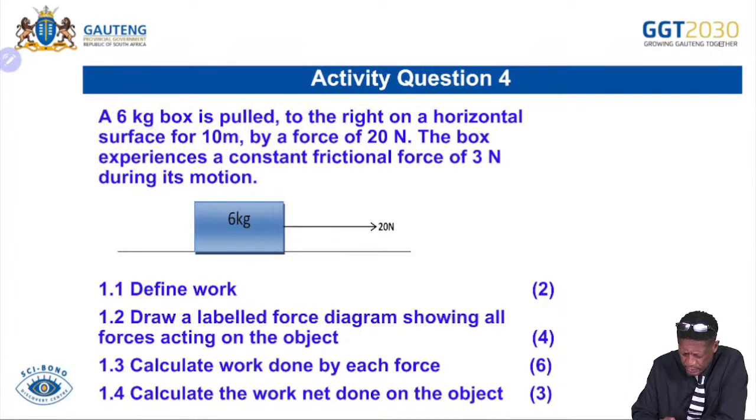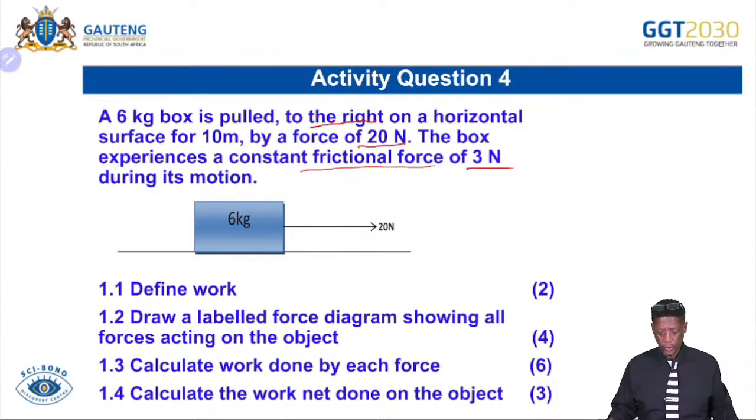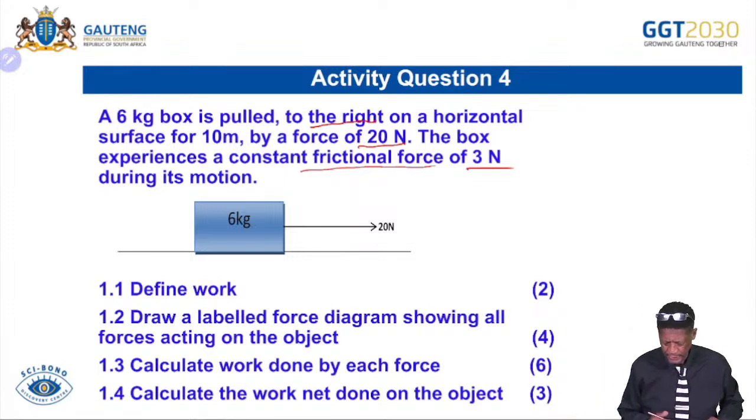A 6 kg box is pulled to the right on the horizontal surface for 10 meters by a force of 20 Newton. The box is experiencing a constant frictional force of 3 Newton during this motion, right? Now this box is being pulled in the direction of the right.